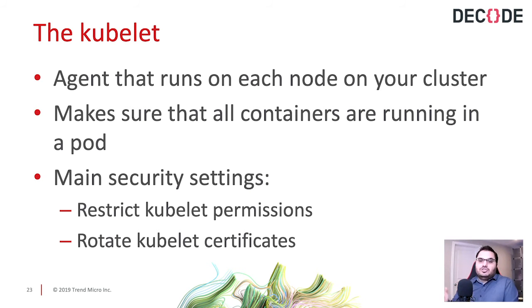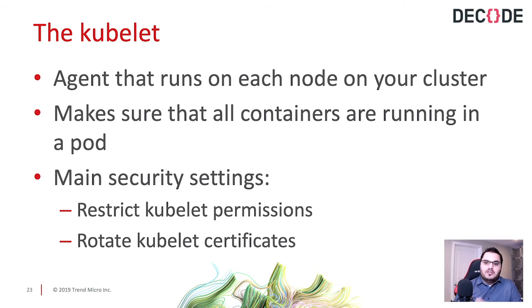So it makes sure that all the containers running in a pod, as we said before, all containers have to run in a pod. The pod is the smallest unit that you can have on Kubernetes. So for the Kubelet best practice here, the main security settings are restricting the Kubelet permissions and rotating the Kubelet certificates, right? So restricting the permissions can mitigate the attackers from reading your Kubelet credentials after they broke out of the container and are able to do other things in a cluster, right?